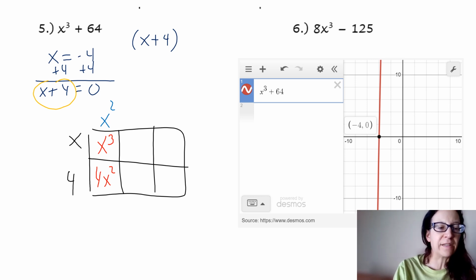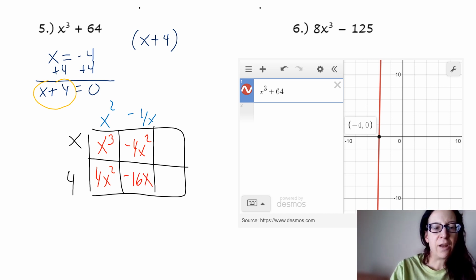Now here's where this is easier. I don't have any x squared terms, so you don't even need to think about what they have to add up to. They have to add up to 0 because they're not there, which means that automatically is going to be -4x squared. X times what gives me -4x squared? Well, that would be -4x.